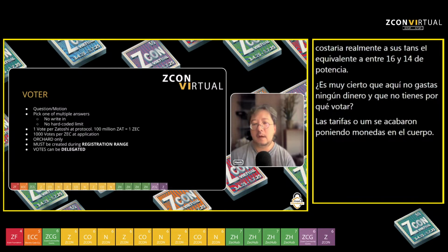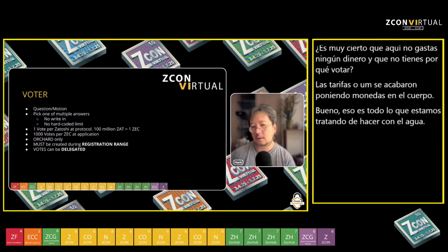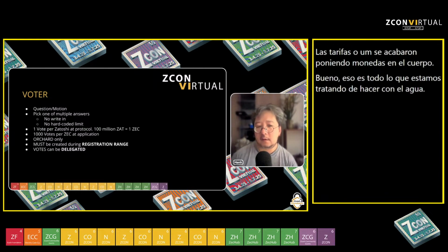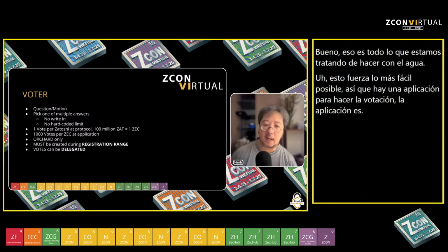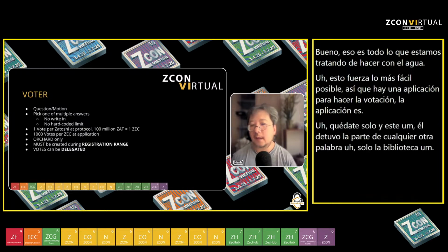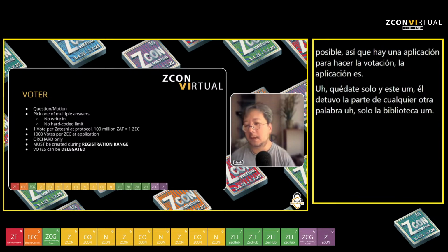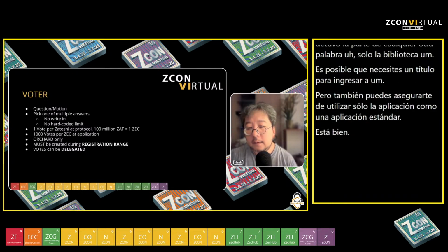So that's it for the voter. We are trying to make this process as easy as possible. So there's an application for voting. The application is standalone, and it's not part of any other wallet. There's a library. You can integrate that into a wallet, but you can also just use the application as a standalone application. All right. So that's it for this.